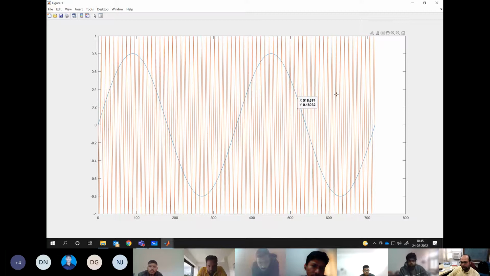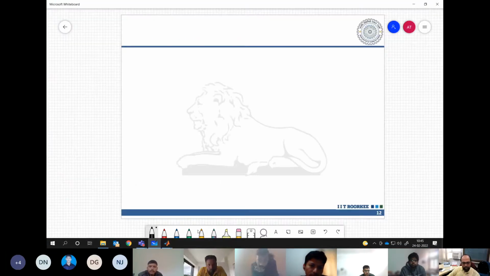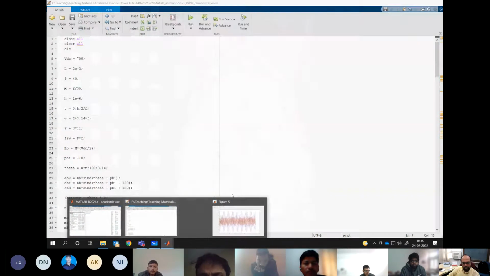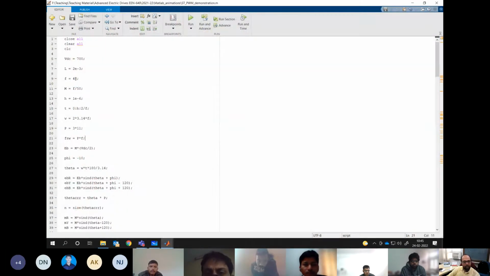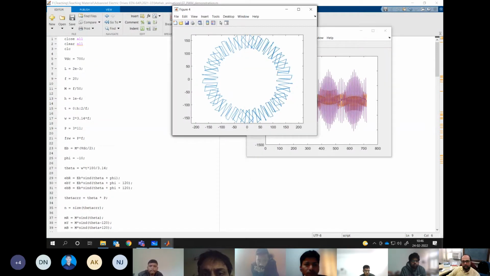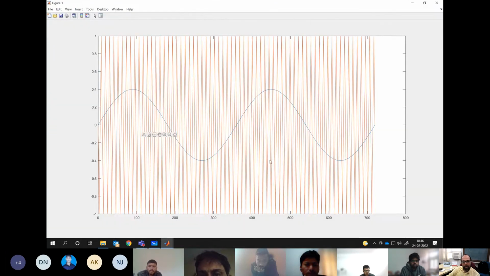Okay, let me clarify again. If I have to run the system with only 20 hertz frequency, then my modulation index will actually change. It will look like this. It has reduced. 20 Hertz means it has come down to 0.4.